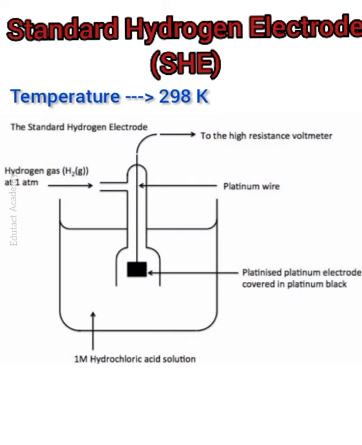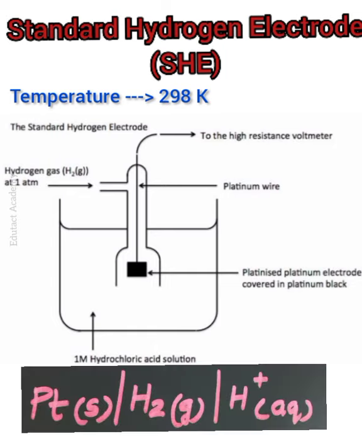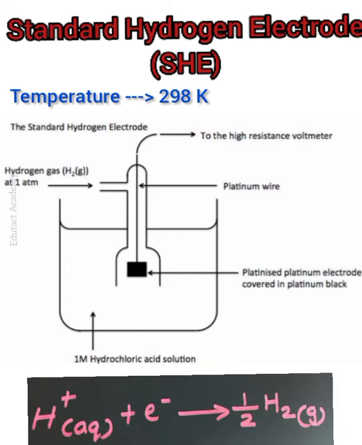The representation of the standard hydrogen electrode is platinum in solid state, bar H2 in gaseous form, bar H plus, aqueous solution. Platinum is the electrode, then hydrogen gas, then H plus, that is the electrolyte, hydrochloric acid solution. The reduction potential of this electrode is assigned a zero potential at all temperatures corresponding to the reaction H plus aqueous plus electron gives half H2 in gaseous form.